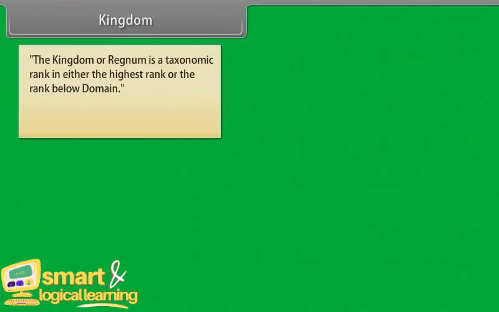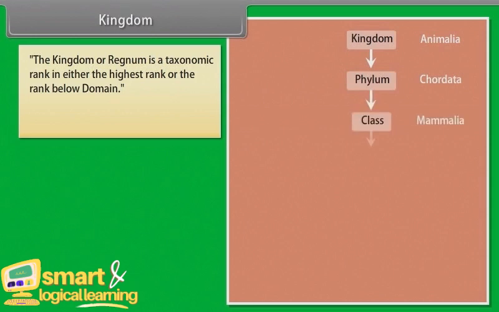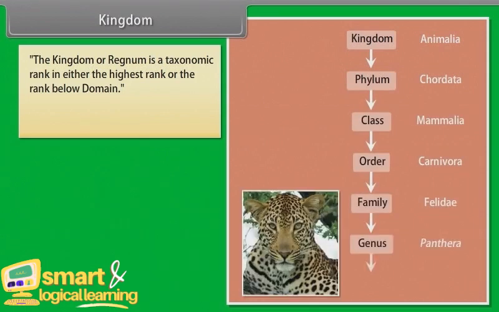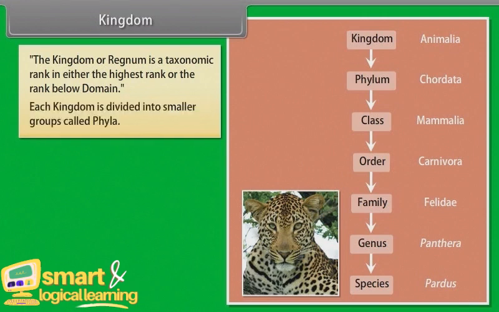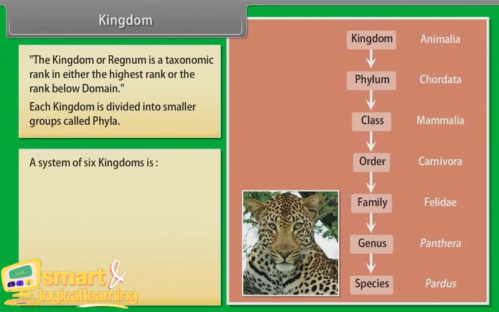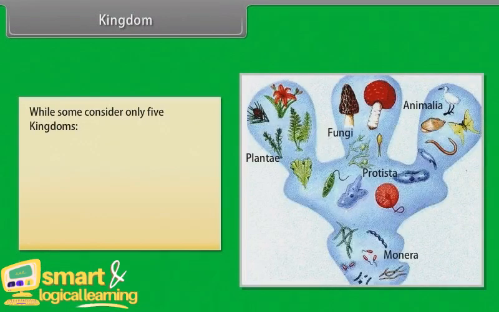Kingdom: the kingdom or regnum is a taxonomic rank, either the highest rank or the rank below domain. Each kingdom is divided into smaller groups called phyla. A system of 6 kingdoms is Animalia, Plantae, Fungi, Protista, Archaea, Bacteria, while some consider only 5 kingdoms: Monera, Protista, Fungi, Plantae, Animalia.